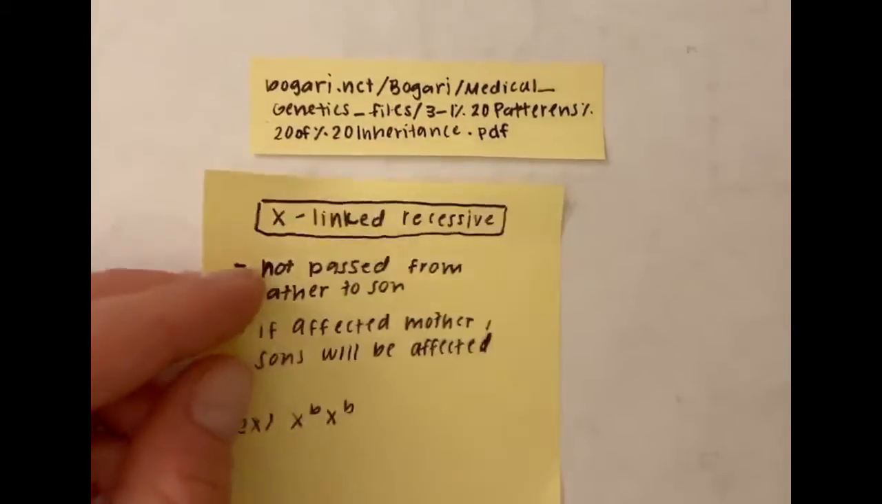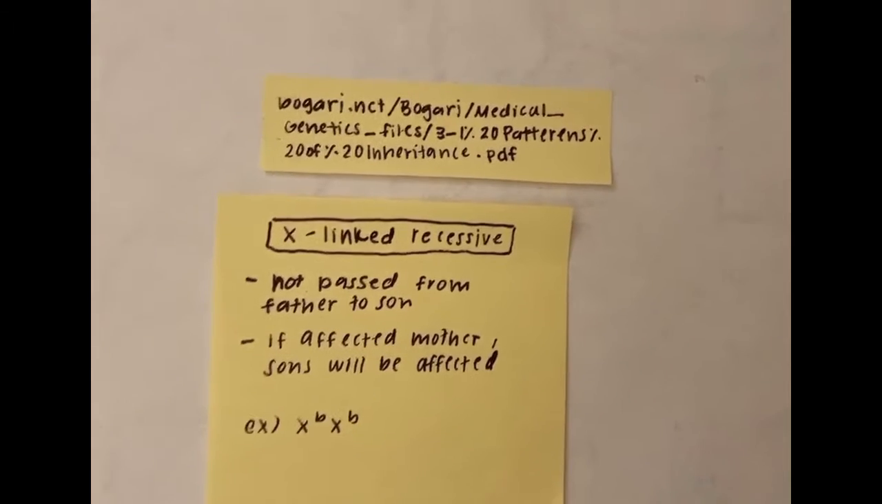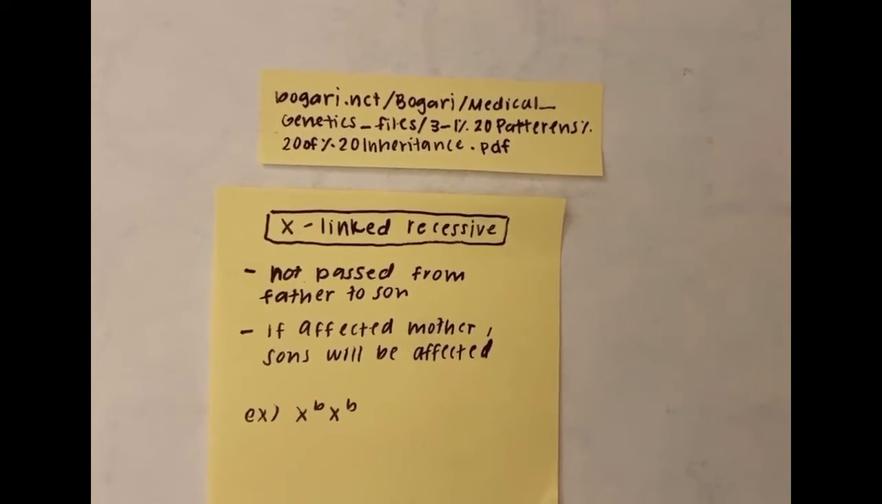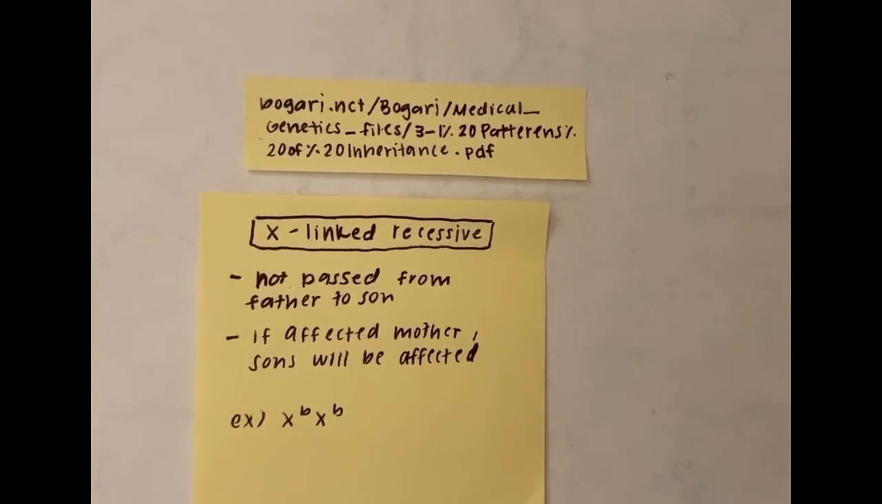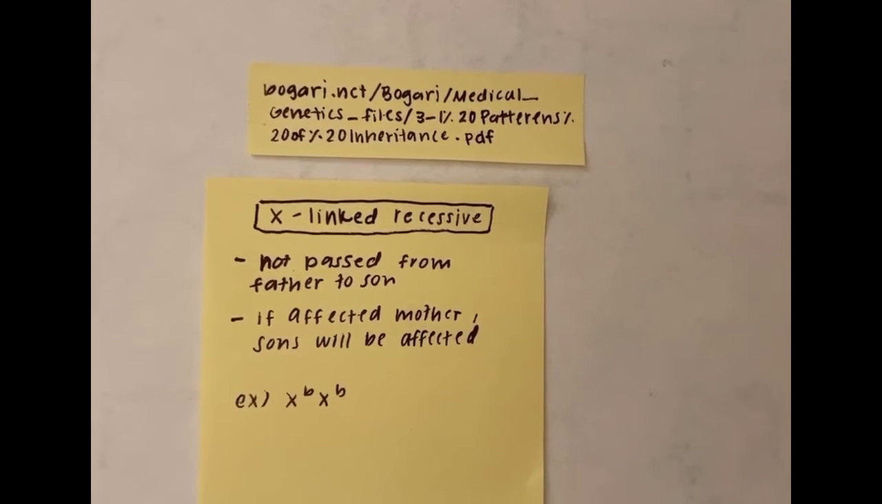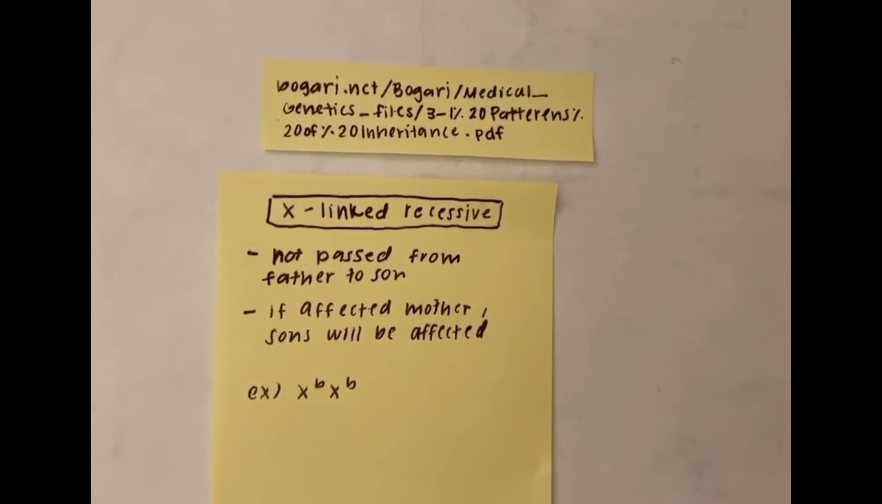The second is X-linked recessive. It is not passed from father to son, and if the mother is affected, then all of the sons will be affected. An example we may see is X^b X^b.